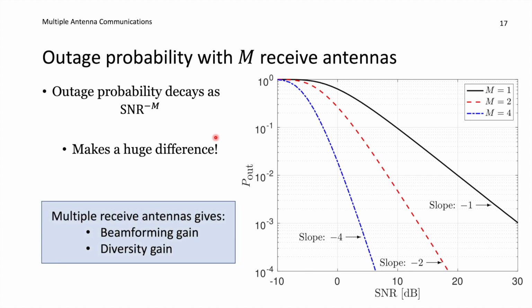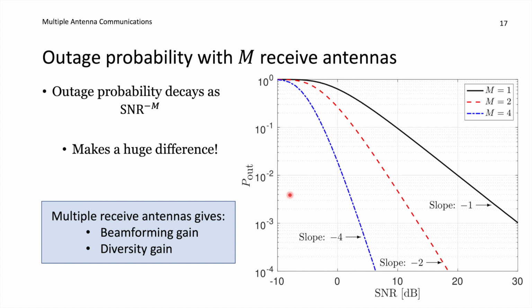So what is the reason for that? Well, there are 2 phenomena that are appearing at the same time here. One thing is the beamforming gain that we talked about before. So we have m receive antennas, they are collecting m times the energy, and therefore we are boosting the SNR by a factor m. So that would lead to a shift of the curves to the left so that for a given SNR value we get a smaller outage probability.